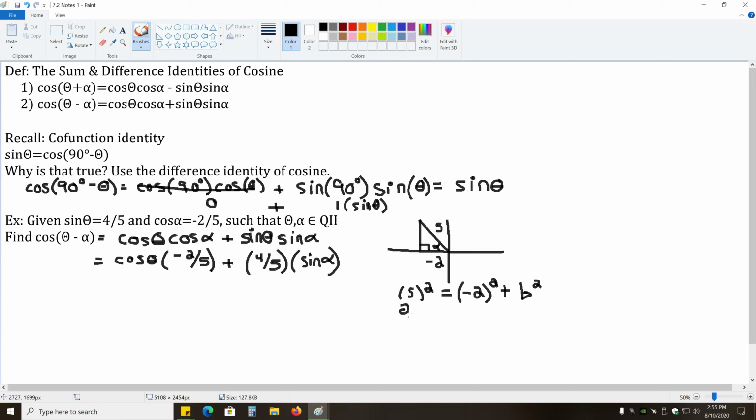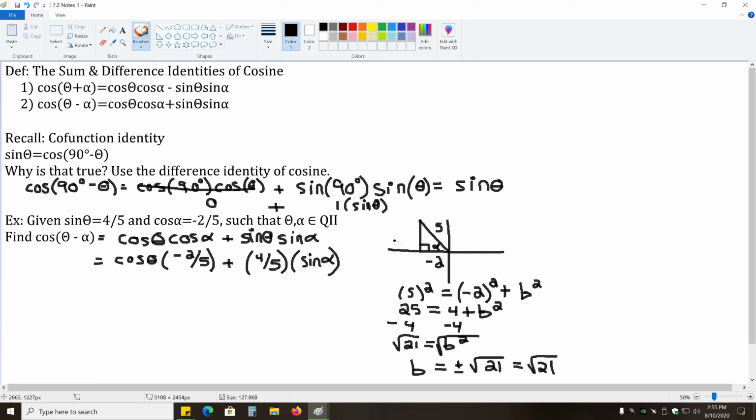So solving this, we get 25 equals 4 plus b squared. Subtracting 4 from each side gives us 21 equals b squared. And taking the square root of each side to solve for b, we get b equals plus or minus the square root of 21, but we already know which one to pick because we want the positive y value. Since it's in quadrant 2, y is positive, so we just take the positive square root of 21.